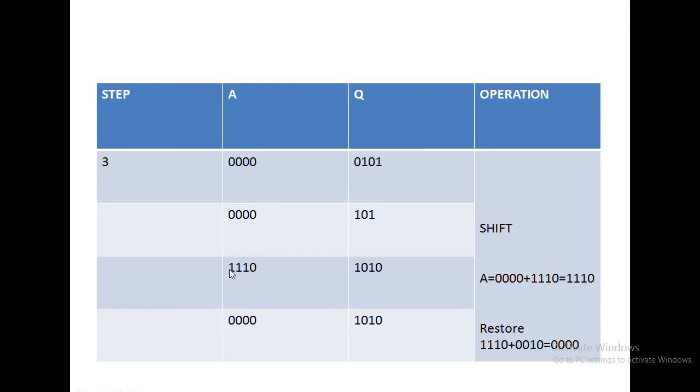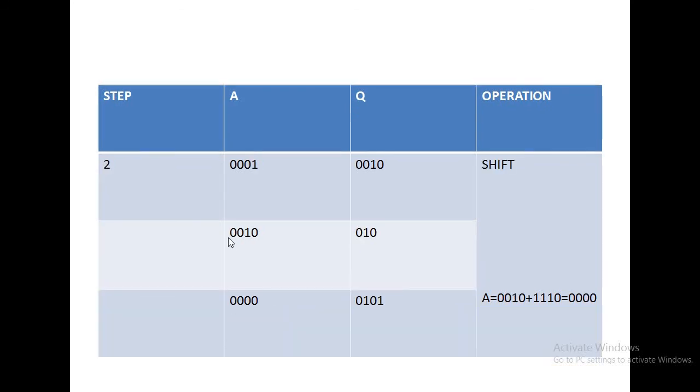Then check the sign of A. It is negative because MSB bit is 1. If it is negative, less than 0, then Q0 value is 0. And if Q0 value is 0, restore A. Restore A means before the operation what is the value? 4 zeros 101. If the value of A is negative, then the restore operation will be done. If the value of A is not negative, no restore operation. Here the value of A is positive, not negative, so restore operation is not performed.